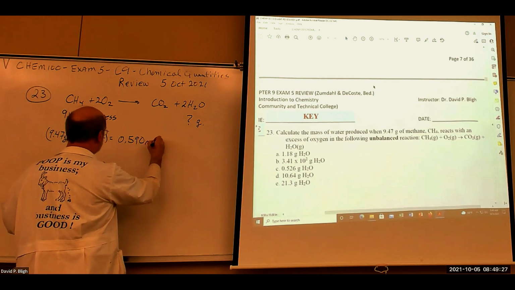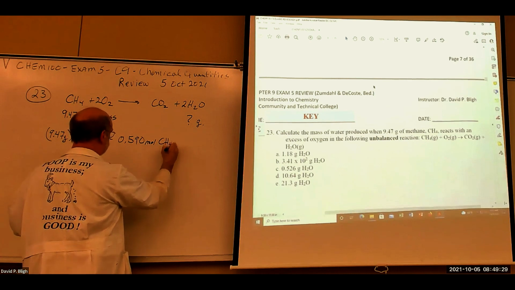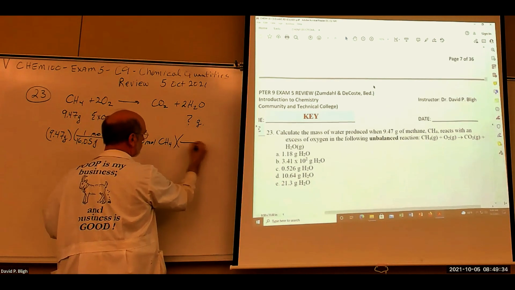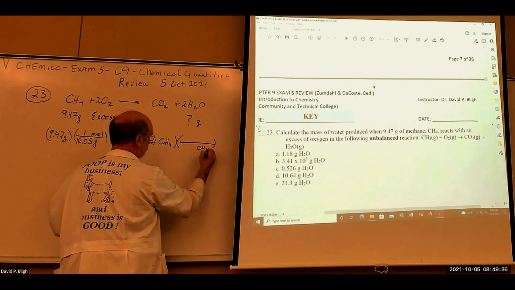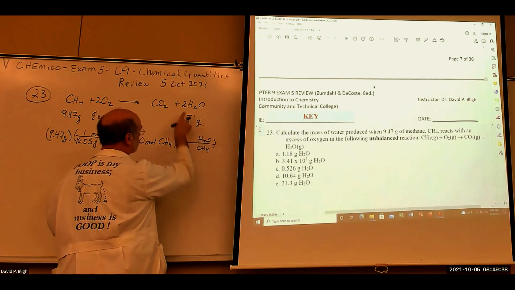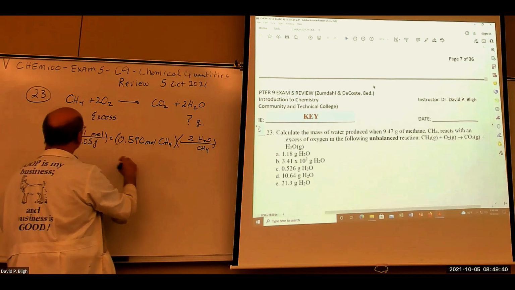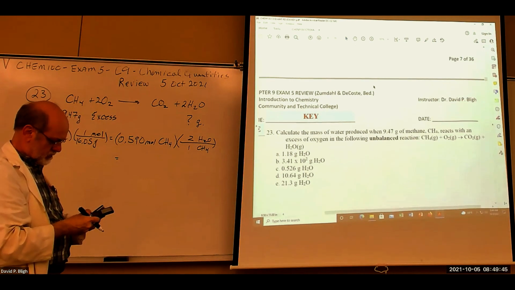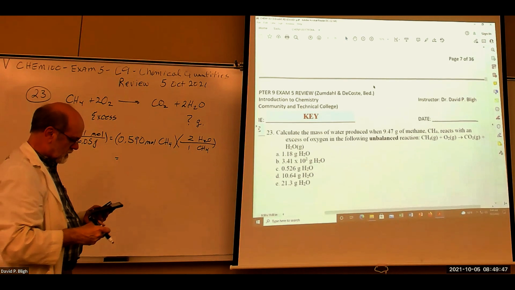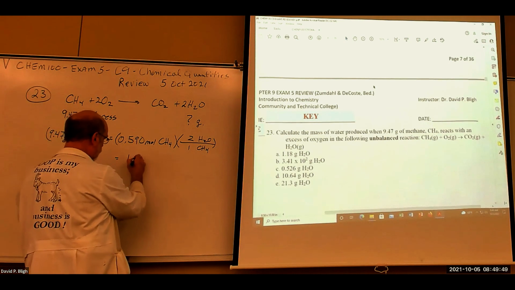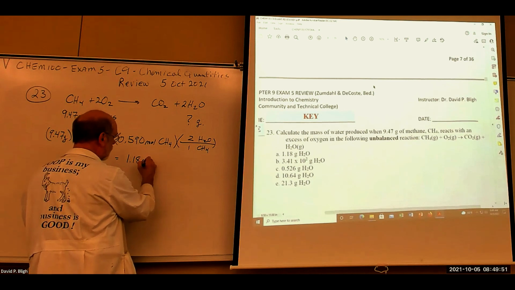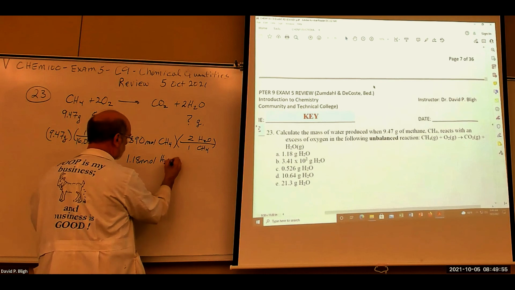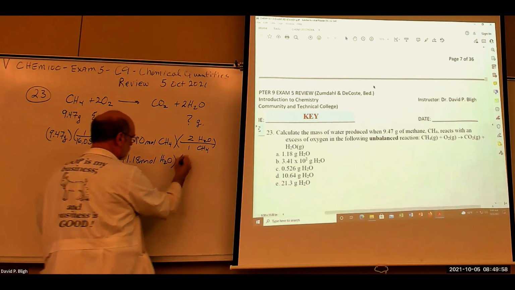That's moles of methane. So now we need to convert that to moles of water. We have a 2 coefficient here and a 1 there, so just 2 times that value. I get 1.18 moles of water. Now we need to convert that to mass.